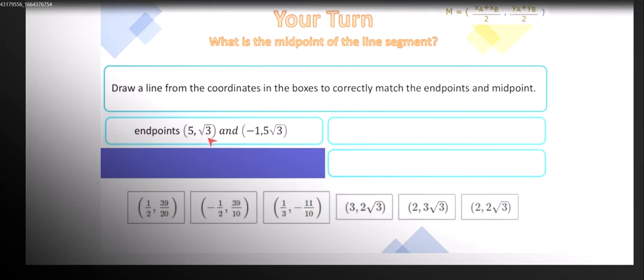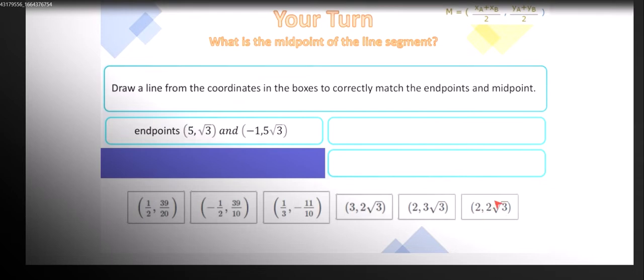Add this. We have 1 square root of 3 and 5 square roots of 3. What is 1 plus 5? 6. 6 square roots of 3. Very good. Now divide that by 2. And what is your final answer? Is it 3 square roots of 3 or 2 square roots of 3? Thank you. That's right.